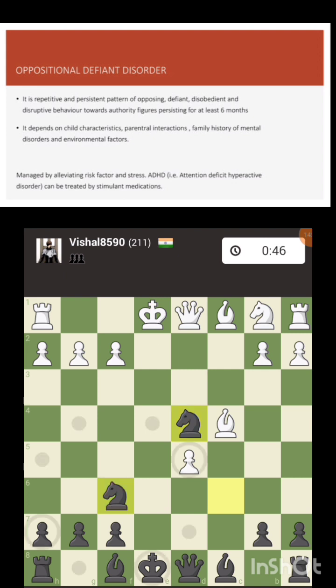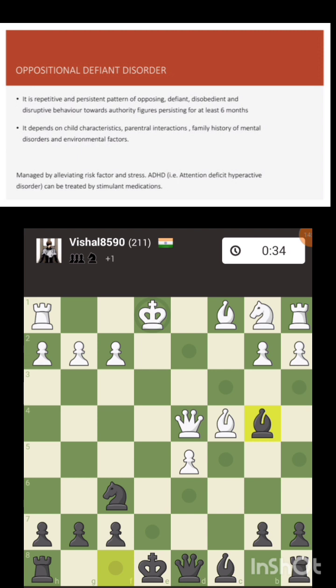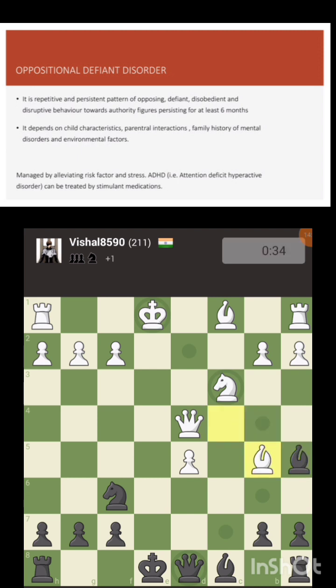Oppositional defiant disorder: basically, they oppose, are defiant and disobedient, and have disruptive behavior towards authority figures, which lasts at least 6 months. It depends on the child's character, parental interactions, family history, and environmental factors. It can be aggravated by elevated risk factors and stress. If they have ADHD, they are more likely to have this. Therefore, they are given stimulant medications.